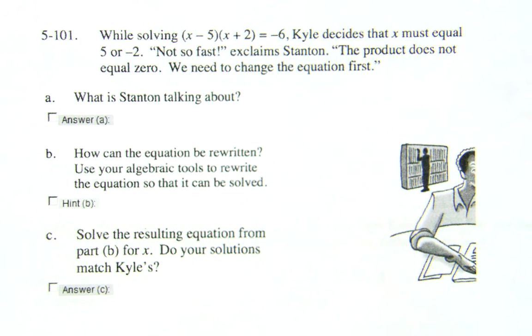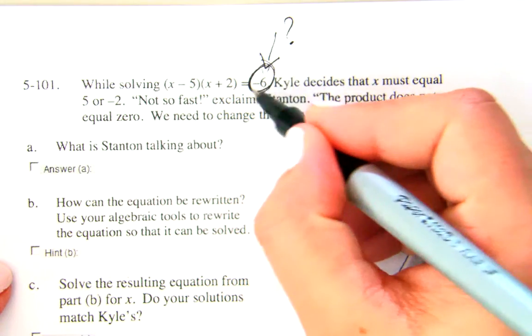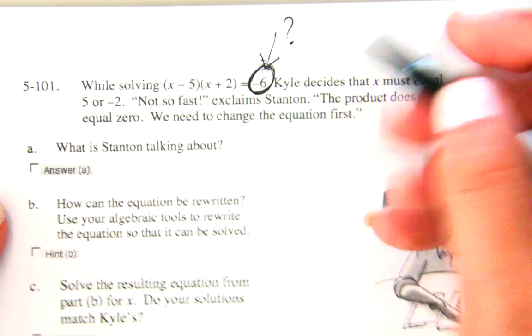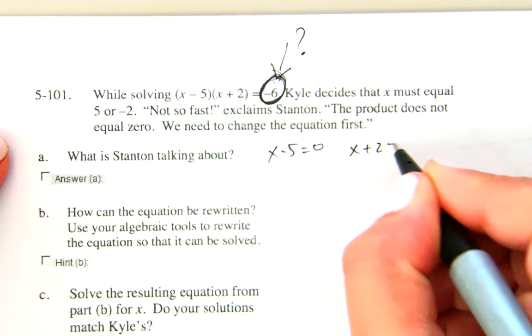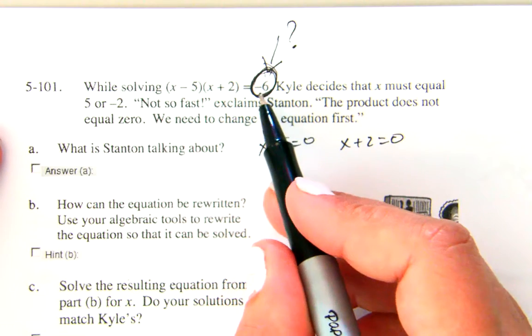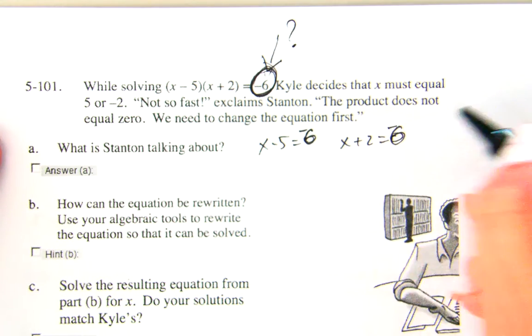Okay, so for the first one, while solving (x minus 5)(x plus 2) equals negative 6, Kyle decides that x must equal 5 or negative 2. And that's not true, because number one, this is not equal to 0. So you have a problem. This needs to be equal to 0, otherwise you cannot say x minus 5 equals 0 and x plus 2 equals 0, because obviously it's not equal to 0. And number two, it can't even be equal to negative 6. That's not going to work out.